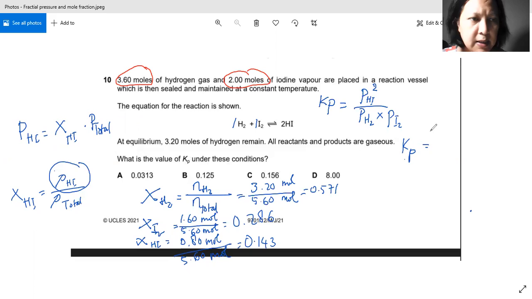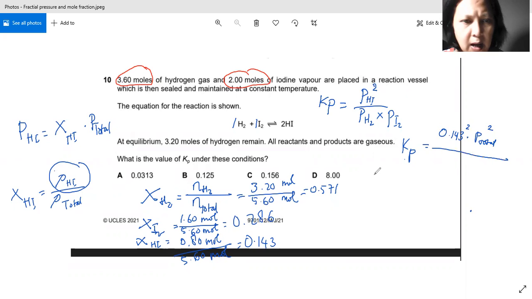So we know the mole fraction of the hydrogen iodide. We will put it right away. So over here, 0.143 raised to the power of 2 times P total raised to the power of 2, because it's raised to the power of 2. And then divided by 0.571 times P total.